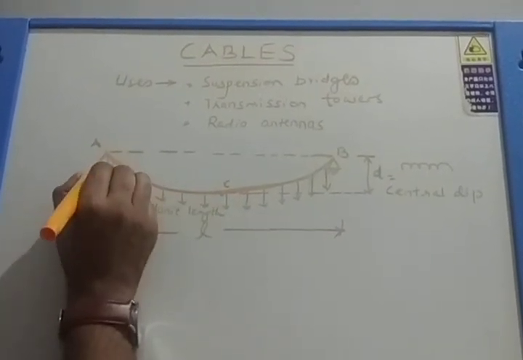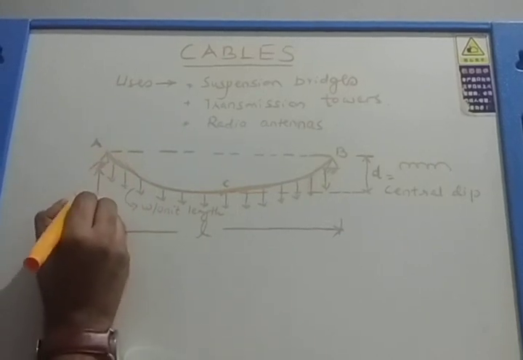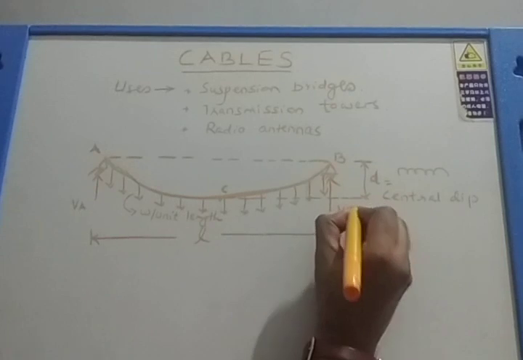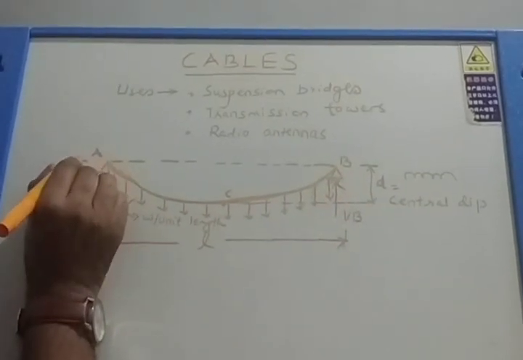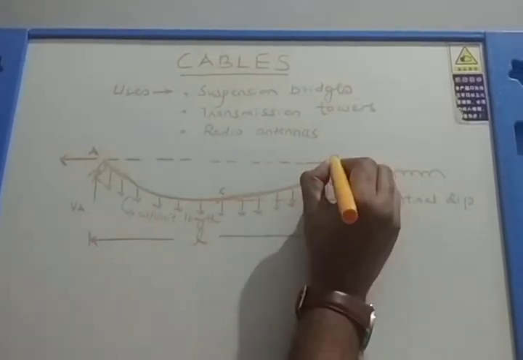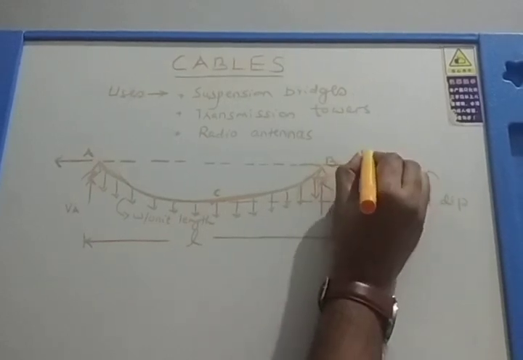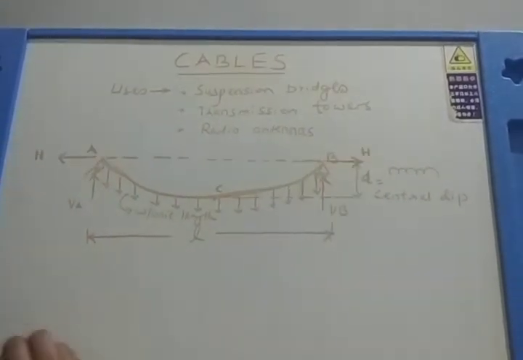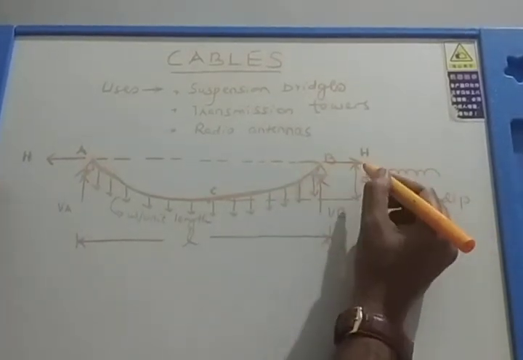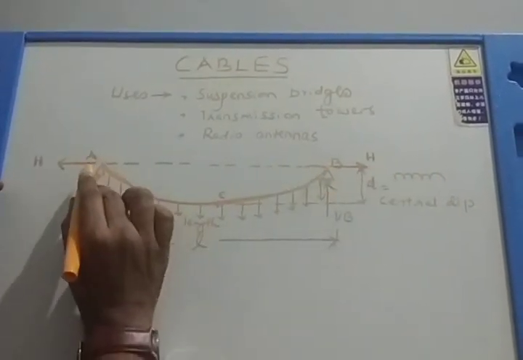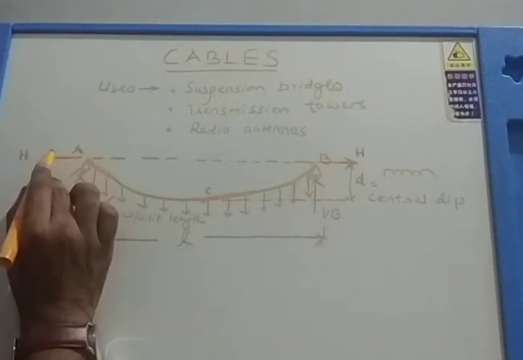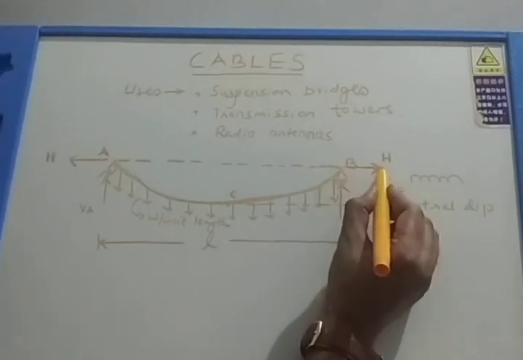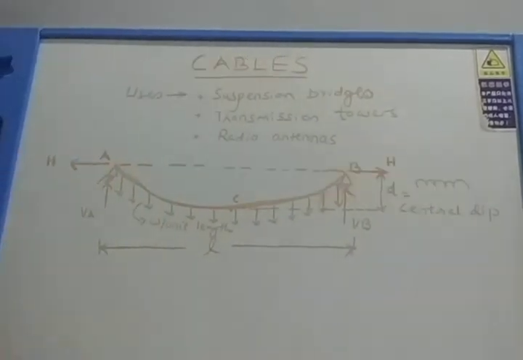Now at the supports, you know that there will be reactions. We call them VA, VB, and there will be a horizontal pull also at the supports, because to maintain the shape of the cable. You know that in case of arches there is horizontal thrust, it is compressive force, and here there is horizontal pull, H and H acting away from the supports. You can see acting away at B, acting away at A.